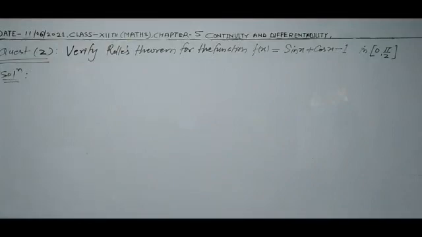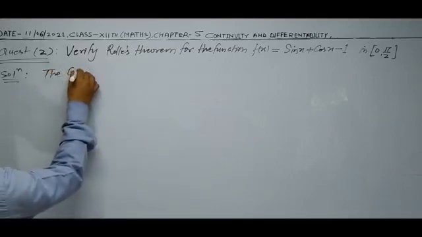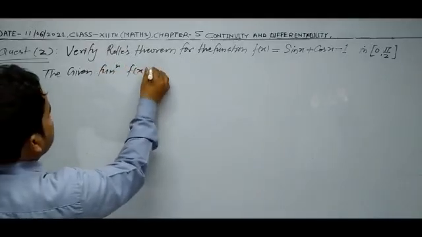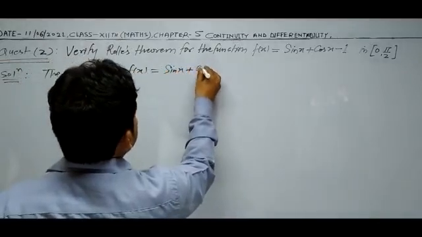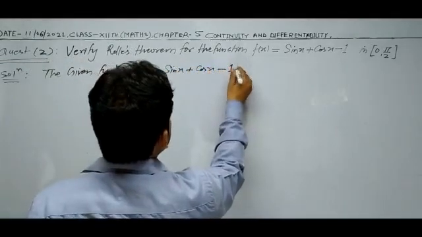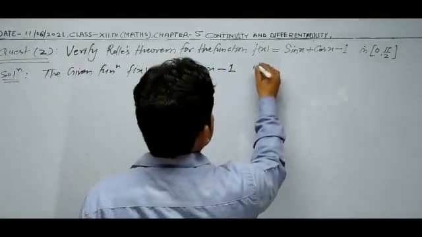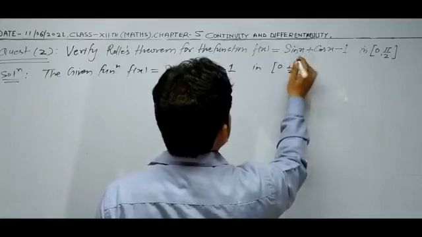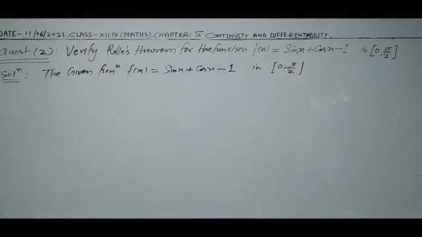So the given function is f(x) = sin x + cos x − 1 in the interval [0, π/2]. Now testing for continuity.